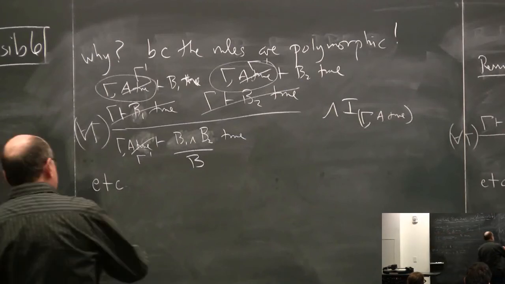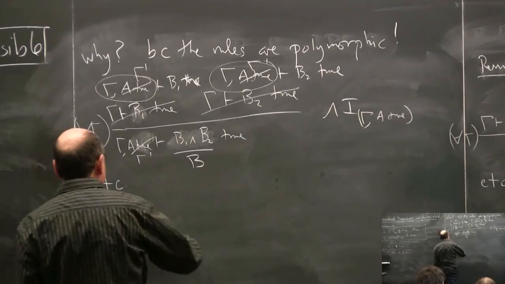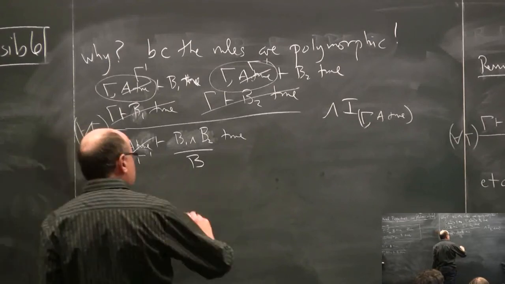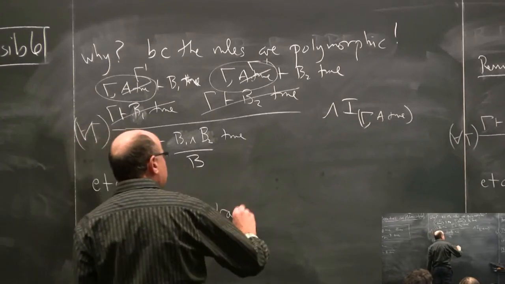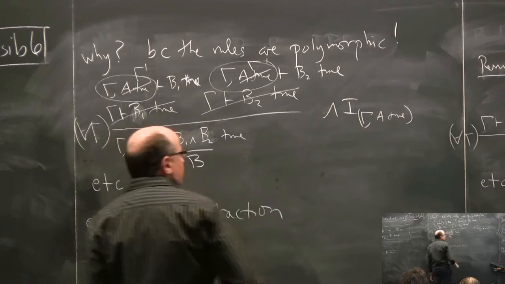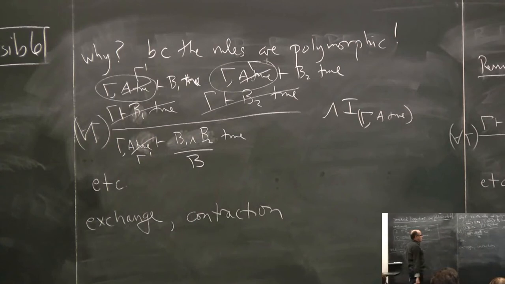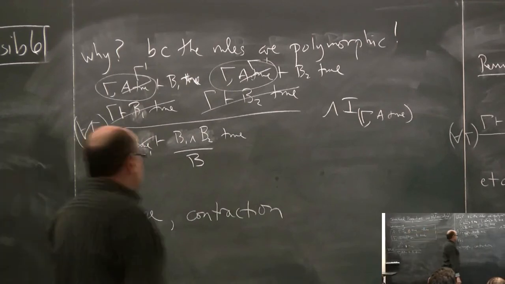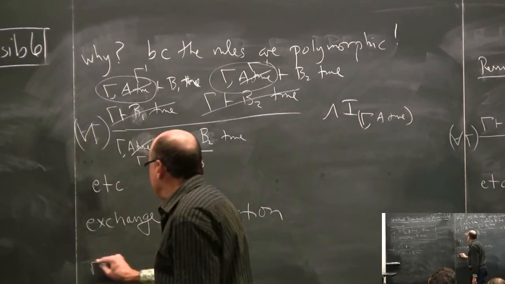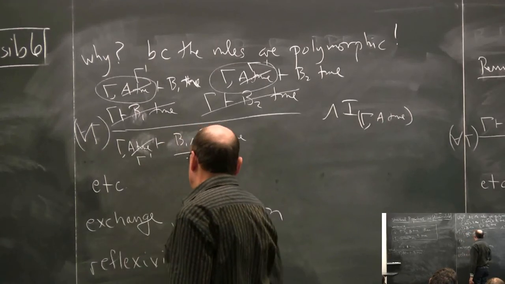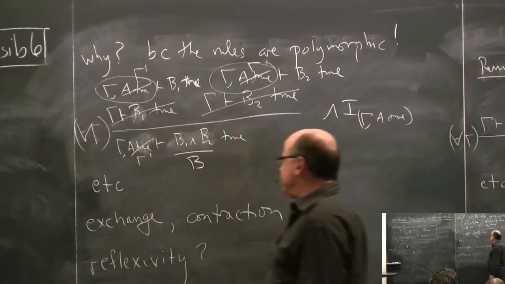Similarly, you can do exchange, which says the order of hypotheses doesn't matter. And you can do contraction, which says that duplicating a hypothesis is the same as just writing it down once, so that you are able to do exchange and contraction. What about reflexivity? This must be taken as primitive.